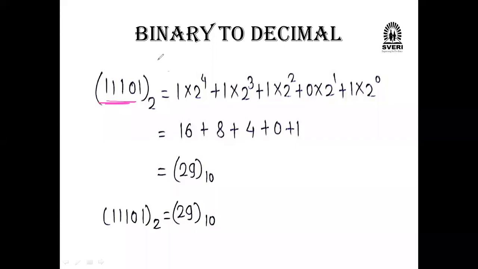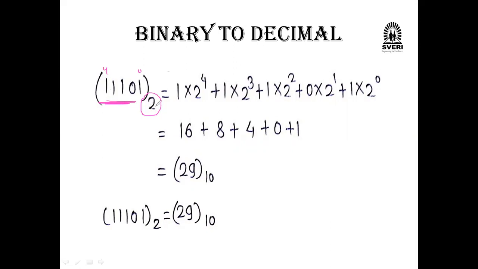Binary to decimal we have to convert here. See, count from this starting point: 0, 1, 2, 3, 4. How many digits are there? 0 to 4 are there. So this one is 0 and this one is 4. So to convert into a decimal number, what we have to do? This one I will write as it is. This 1 into which number? 2, the binary number.